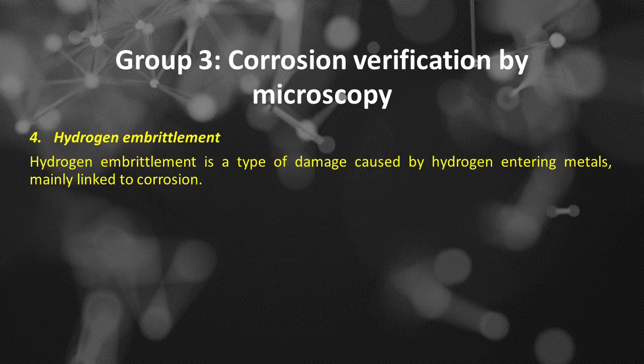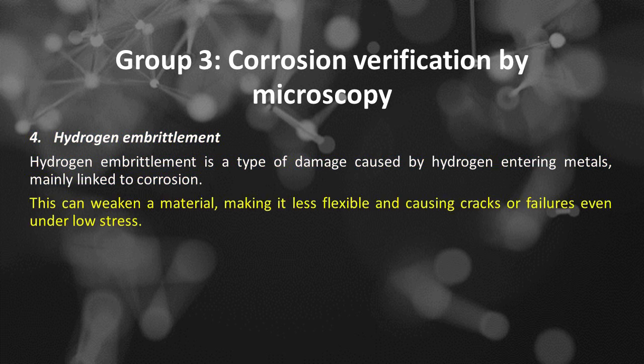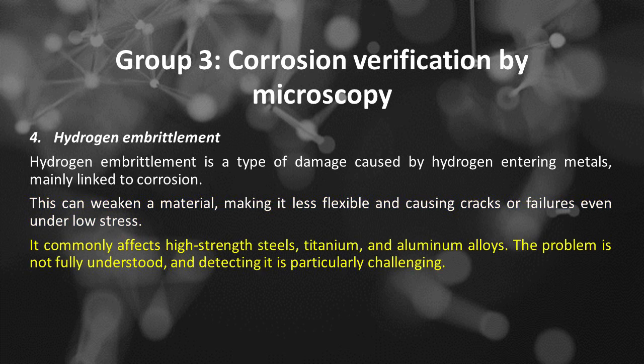Number 4 is hydrogen embrittlement. Hydrogen embrittlement is a type of damage caused by hydrogen entering metals, mainly linked to corrosion. This can weaken a material, making it less flexible and causing cracks or failures even under low stress. It commonly affects high-strength steels, titanium, and aluminum alloys. The problem is not fully understood, and detecting it is particularly challenging.